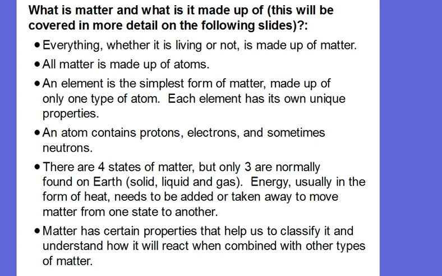And so energy, usually in the form of heat, needs to be added to a substance or taken away from a substance to move matter from one state to another. For example, you have to add heat to an ice cube to get it to go from ice to liquid water. You need to take away heat from water to turn it back into ice. And matter has certain properties, which are characteristics that describe that type of matter, and that helps us to classify or group similar types of matter together, and it helps us understand how they'll react when they're combined with other types of matter.